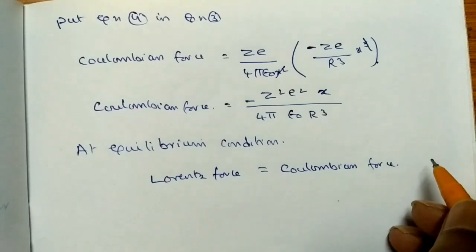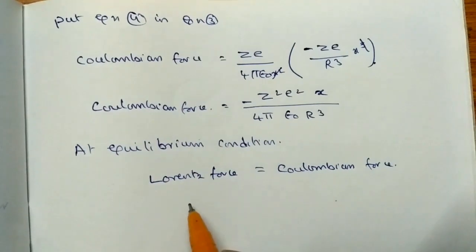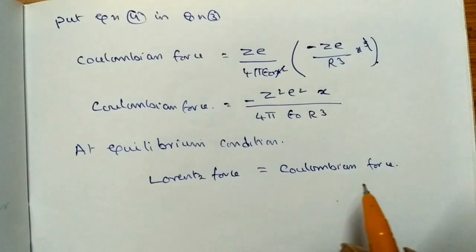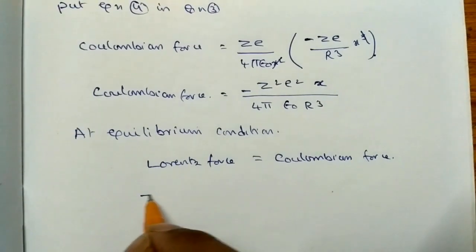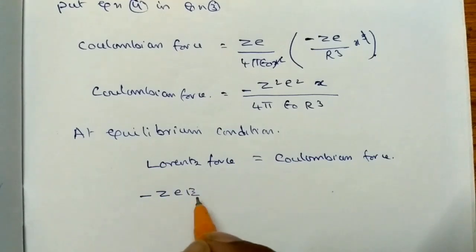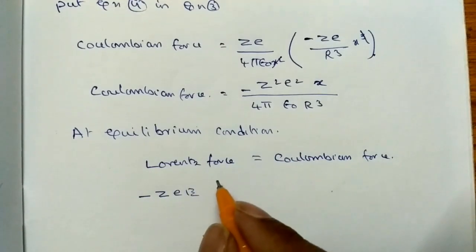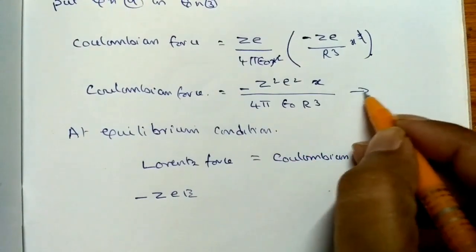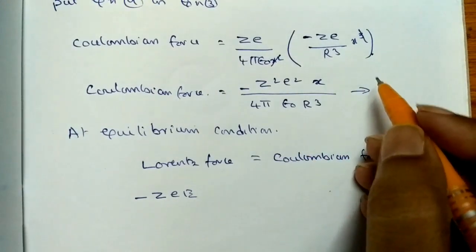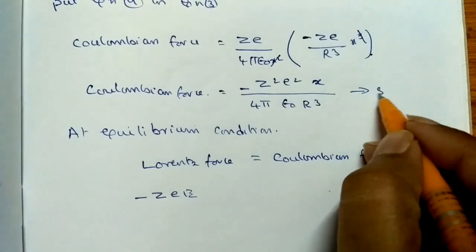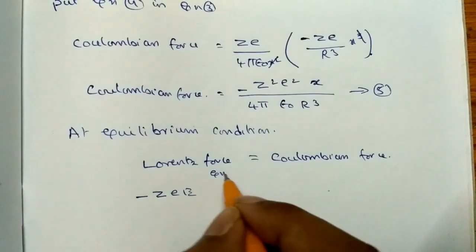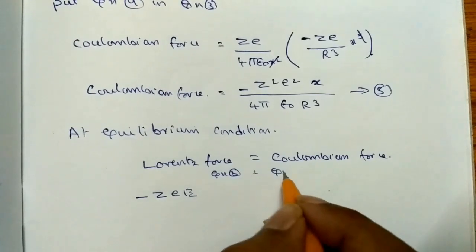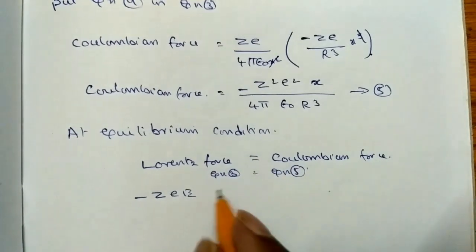Lorentz force is equal to Coulombian force. That means the repulsive force is equal to the attractive force here. Then the Lorentz force means minus ZeE, which is equation number 3, and this is the Coulombian force. This is equation 5. It means equation 3 is equal to equation 5.